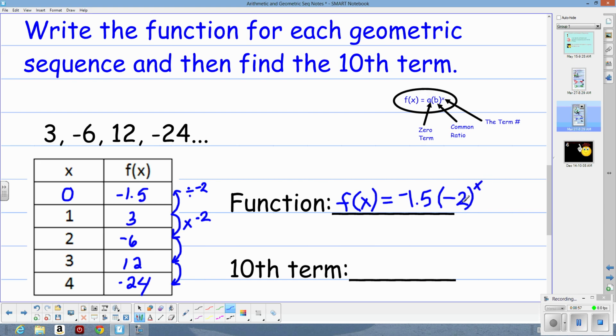Now when you type this in your calculator, don't forget to put this negative 2 in parentheses. Now to find the 10th term, f(10) equals negative 1.5 times negative 2 to the 10th power, and that's negative 1,536.